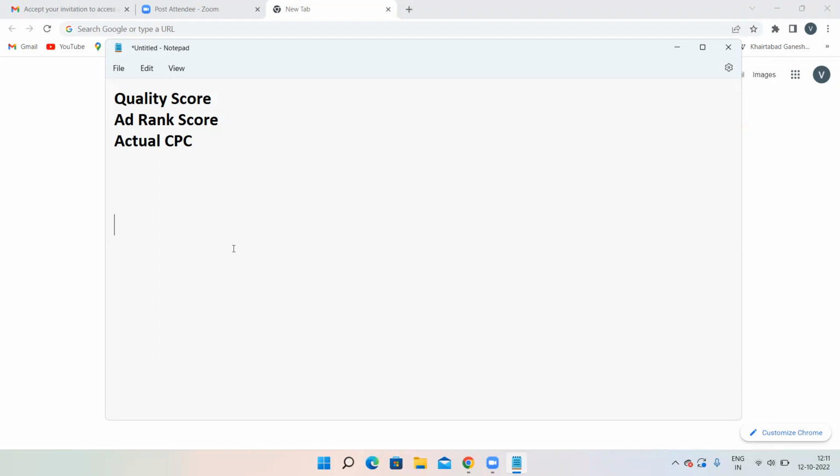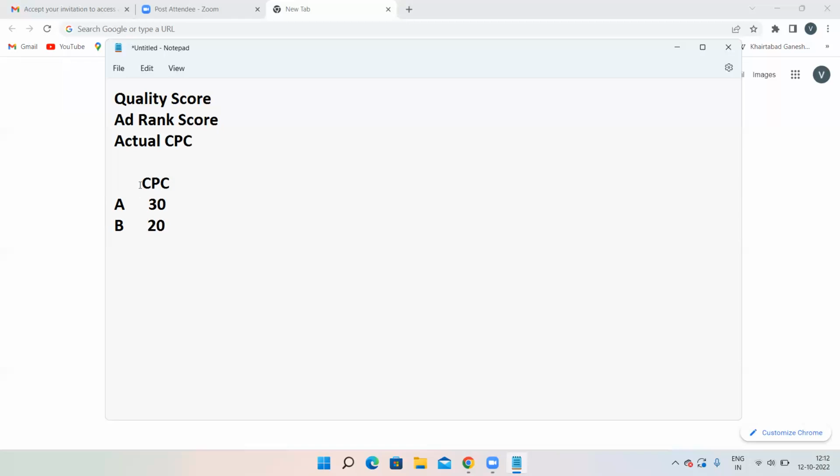These are the three things which we are going to cover in today's class. And let's start with the most important topic, that is quality score. Now, assume there are two competitors, A and B. A's CPC means A is ready to pay around 30 rupees per click. Just assume this is a CPC. And B's CPC is around 20 rupees per click.